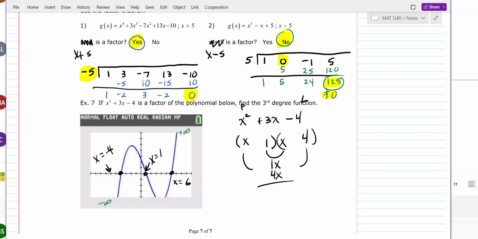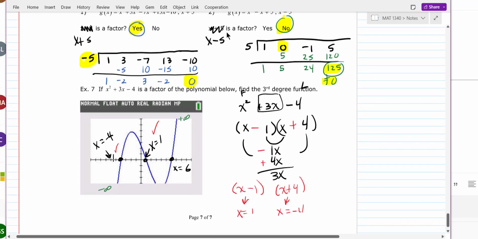Okay, we're wanting this to add up to that middle term of 3x. So that would tell us that we would need to have a positive 4 and a -1, in order for the 1 and 4, 4 minus 1, to be 3x. So if you have x minus 1, that would translate to that 0 of x equals 1. If we have the factor x plus 4, that would translate to that other 0 of negative 4.